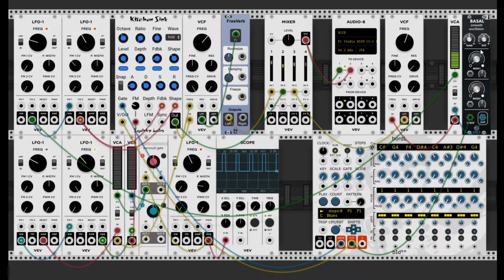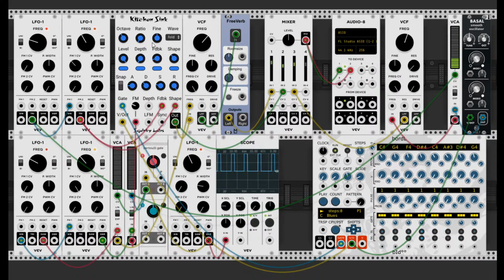And the second voice, the bass voice, comes from Basel, and the only modulation going on in this voice, except for the pitch, is the volume. The VCA is modulated by the upper network, the network which is always active. So the upper network modulates the feedback and the shape, whereas the lower network modulates the frequency, the amount of frequency modulation, and the cutoff frequency of the VCF.